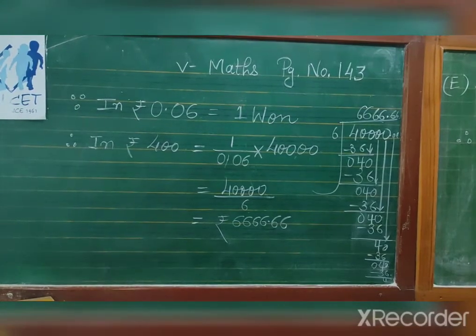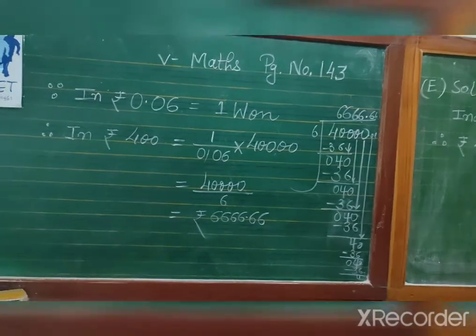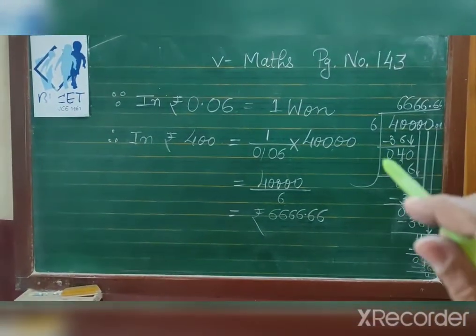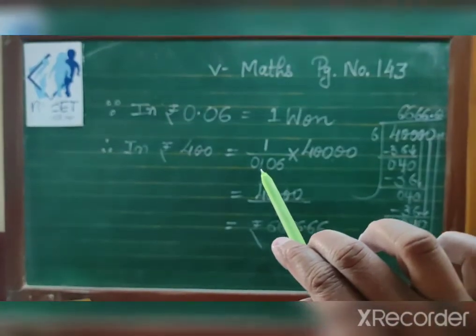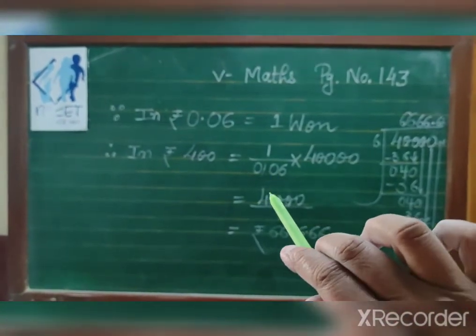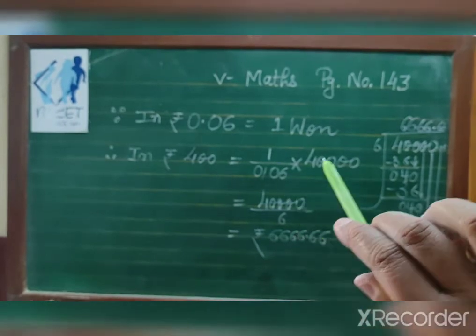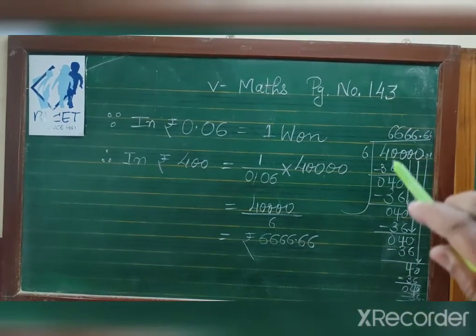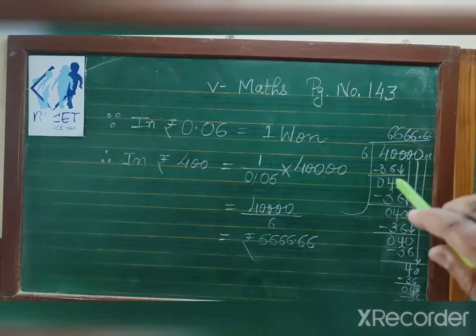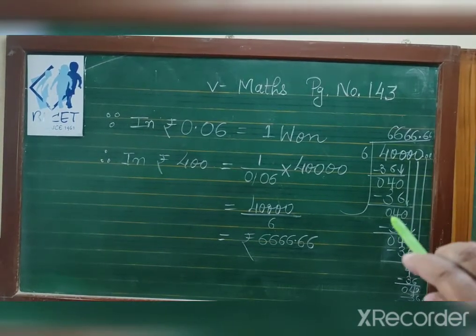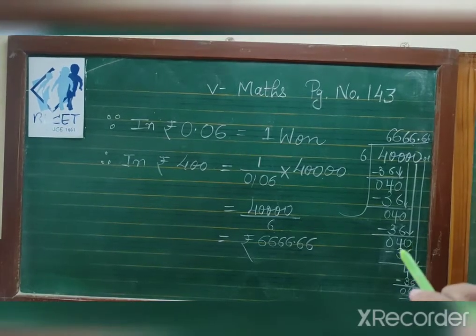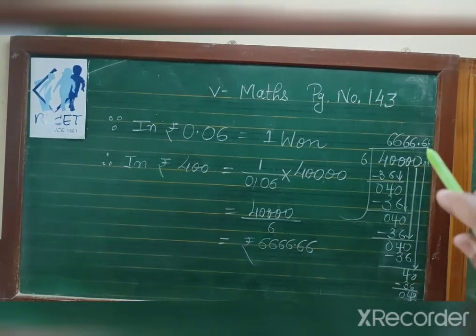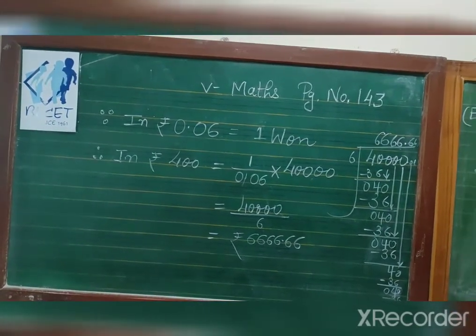So rupees 400 is equal to 1 upon 0.06 into 400. But because of the decimal, when you delete this decimal, after the decimal you can see 2 digits, so you put 2 zeros. So the complete process you can see here. 6 6s are 36, then bring down 0, 6 6s are 36, again 0, 6 6s are 36, again you bring down 0, 6 6s are 36. Now the complete 0, we have used all the 4.